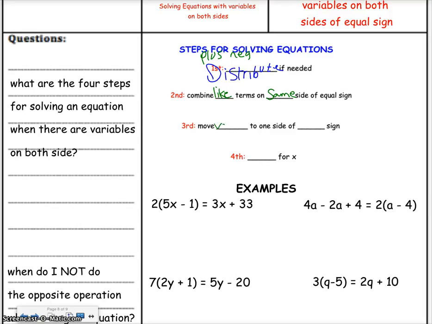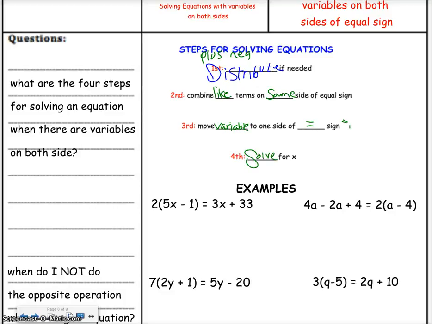Then you're going to have to move your variable to one side of the equal sign. That's part of combining like terms. You get things in the same spot. But once you move sides, you have to do the inverse. And then you solve.